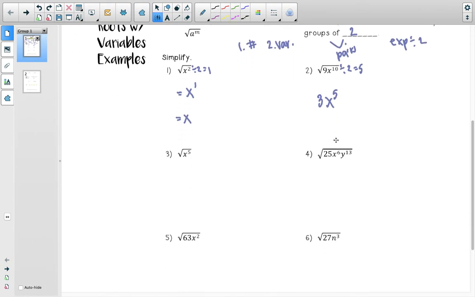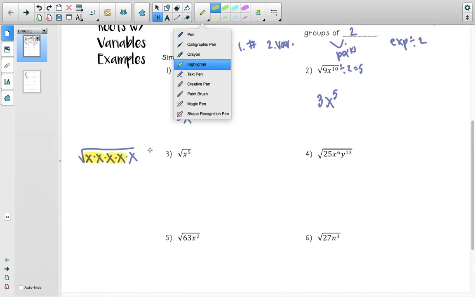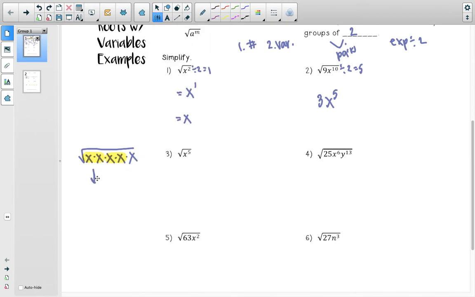Okay, number 3. I'm just going to show you this visually. We know x to the 5th power is the same thing as this. And I told you things have to come out in pairs. So that's a pair and that's a pair. And whatever doesn't have a pair stays on the inside. So this comes out as x, this one comes out as x, and this is stuck on the inside. So you have x squared square root of x.